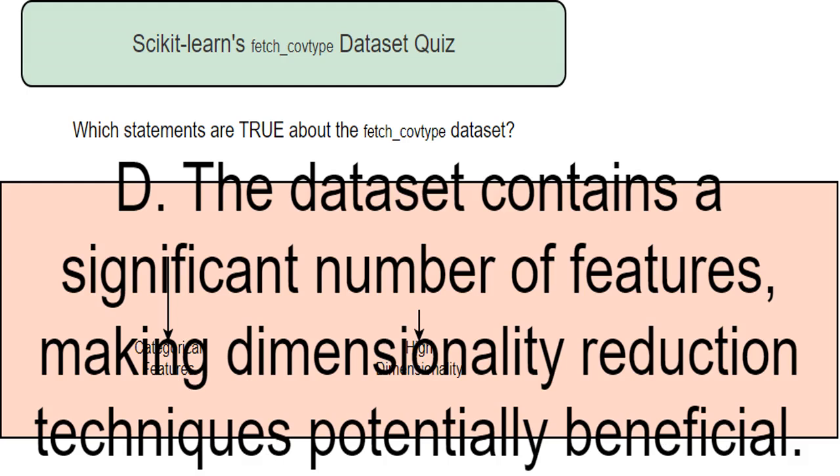The fetch_covtype dataset primarily uses categorical features. A categorical feature is one that can take on a limited number of values, often representing categories or groups. Think of them as labels. For example, instead of using a numerical representation of color, I would use labels like red, blue, green.